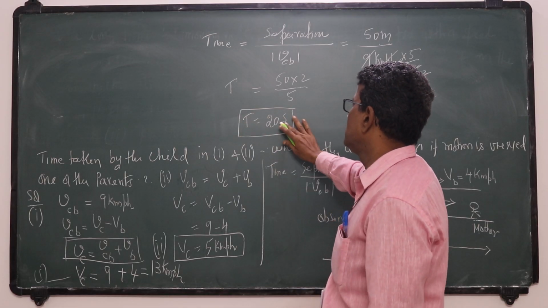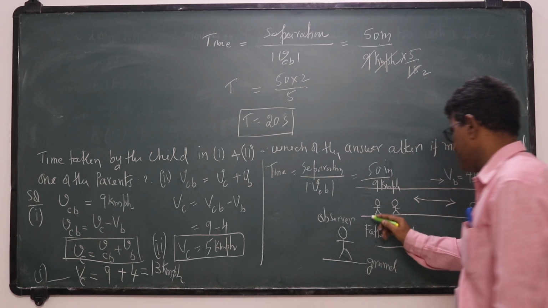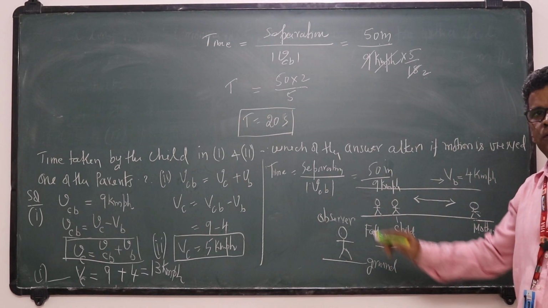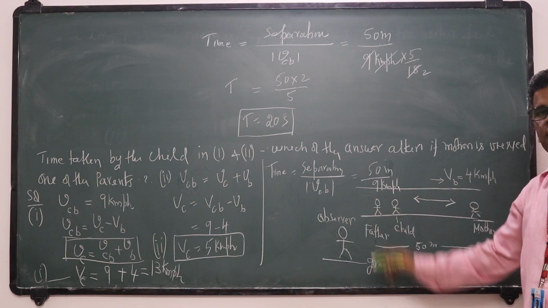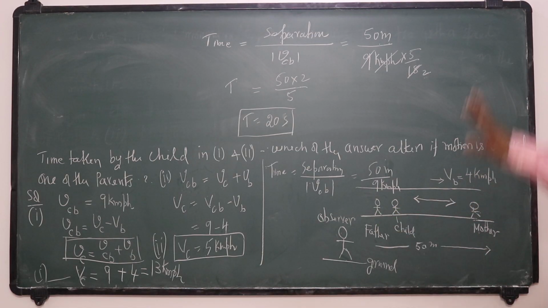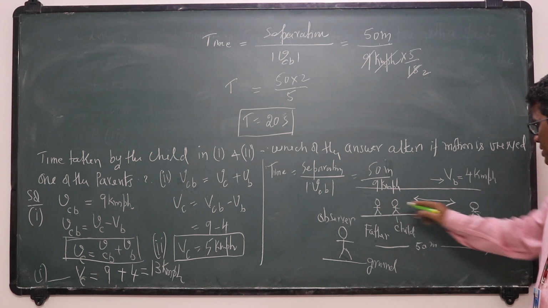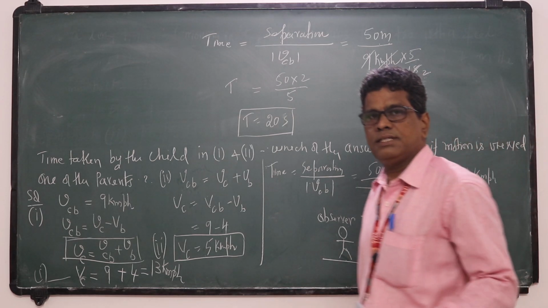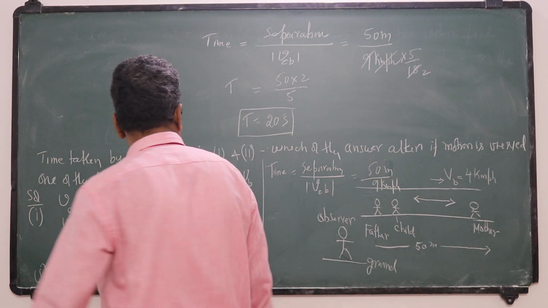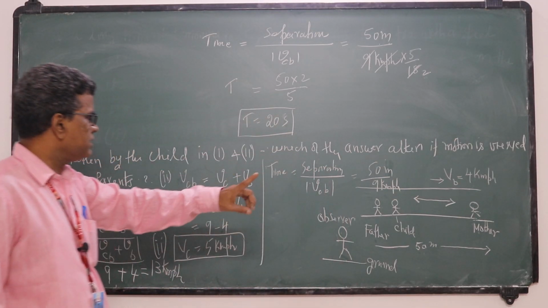So for the child to reach his father and mother, it will take 20 seconds in either case, because the relative velocity is the same and the separation between them won't change. For father to mother, it will take 20 seconds. For mother to father, it will take 20 seconds. In either direction, it will take 20 seconds. Clear? Now, one more is there.